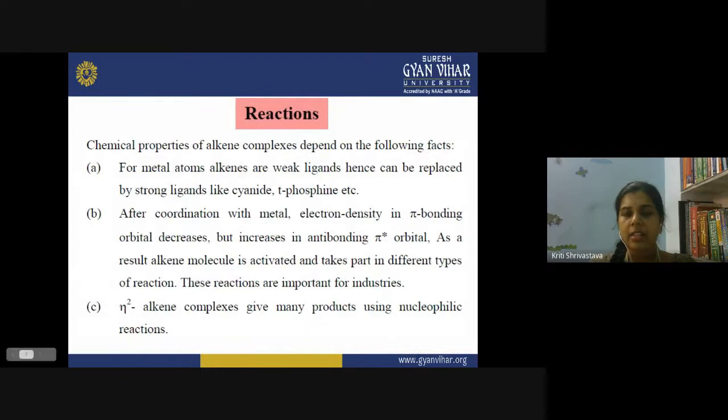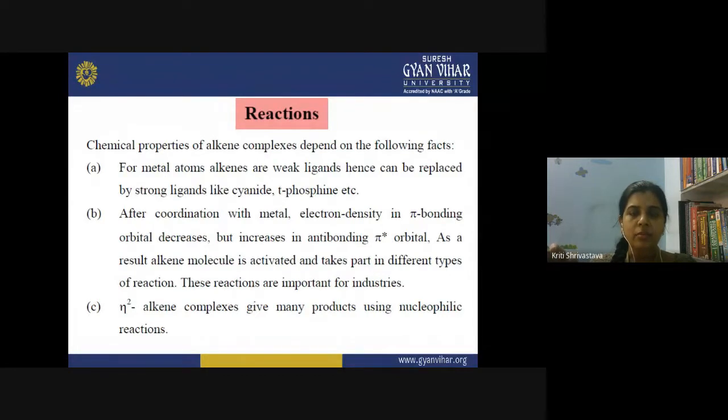Then let us move towards the reaction of such complexes. What are the common reactions performed by metal alkene complexes? So first, let us discuss the chemical properties of the alkene complexes according to the alkene. Many of the properties depend upon the alkene molecule present in the complex. For the metal atoms, alkene are weak ligands. Hence, they can be replaced by strong ligands like cyanide, triphenyl phosphine.